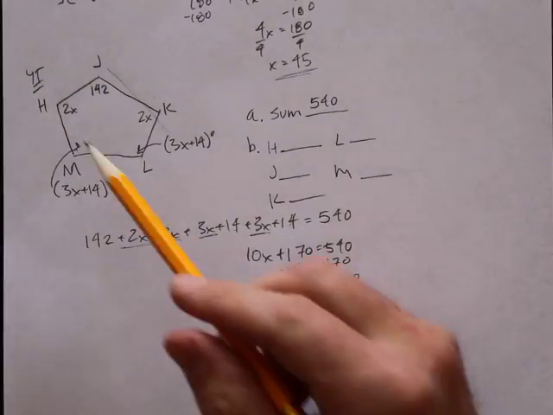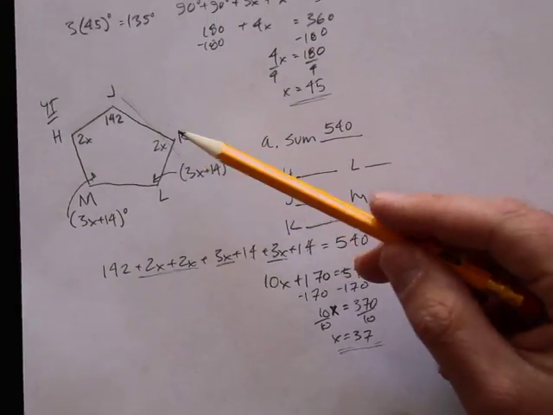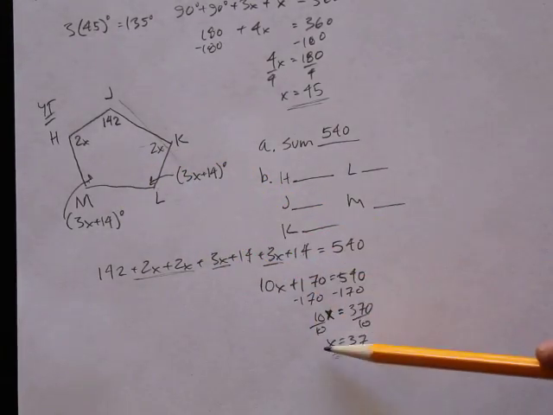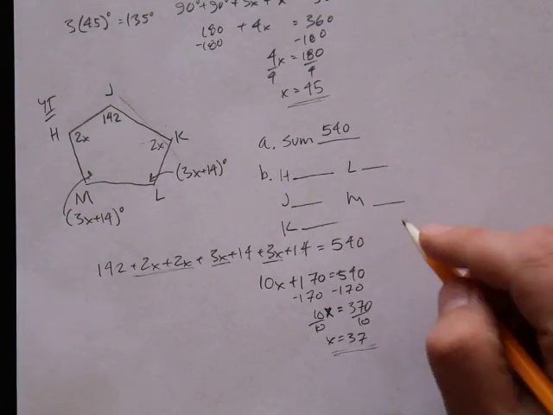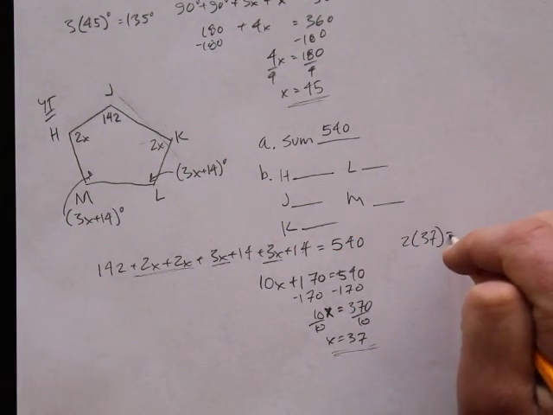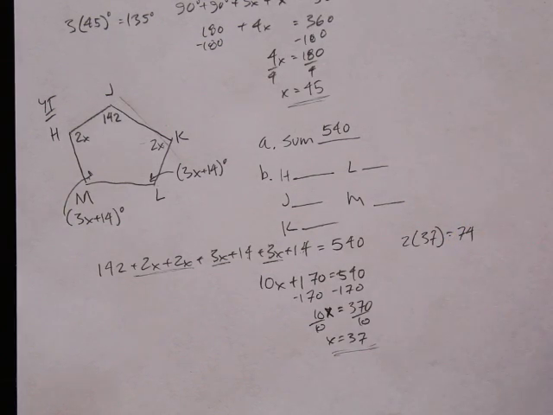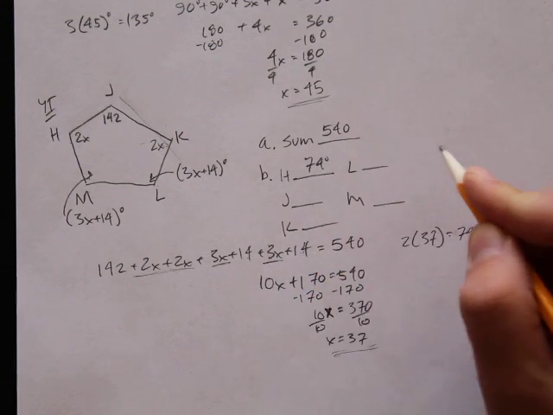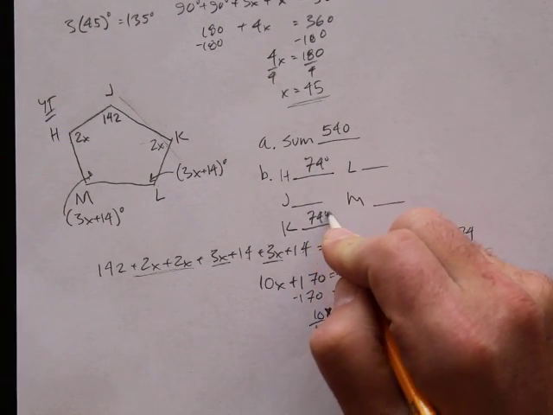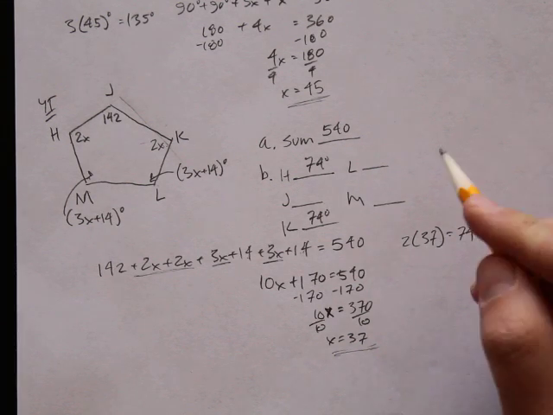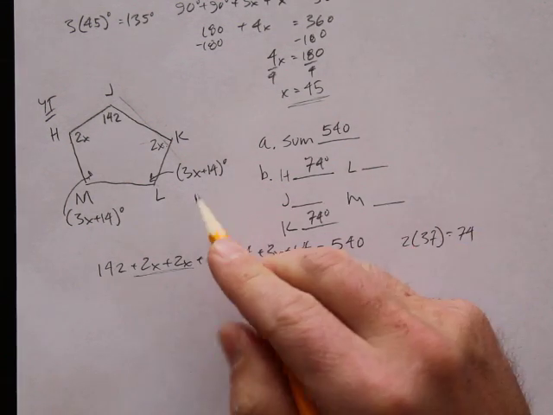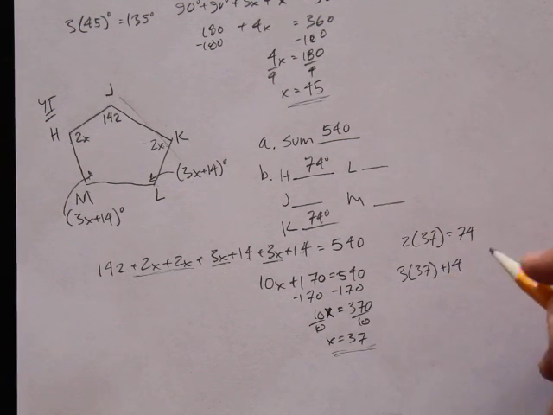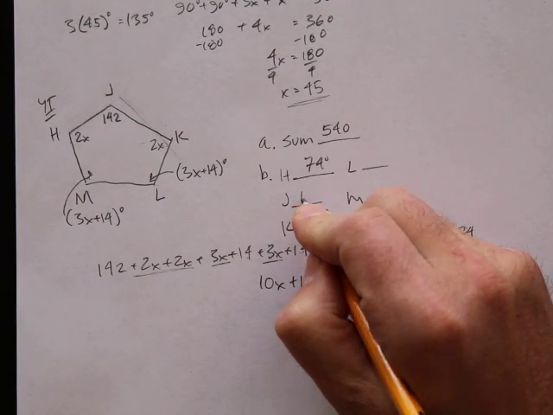Now I just have to plug that into all of these and find the answer. But look, I only have to plug it into two different ones because these are the same. H and K are the same, and L and M are the same. So I just need to plug it into two. 2 times 37 equals 74. So that means K and H are both 74 degrees. And then I also need to plug in 37 for 3x plus 14. Oh, I already know what J is too, right? 142.